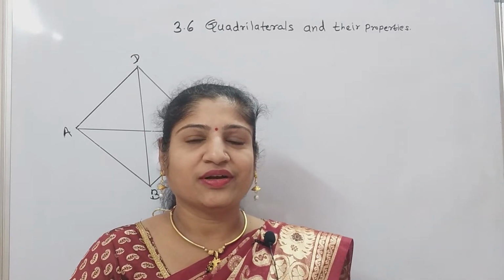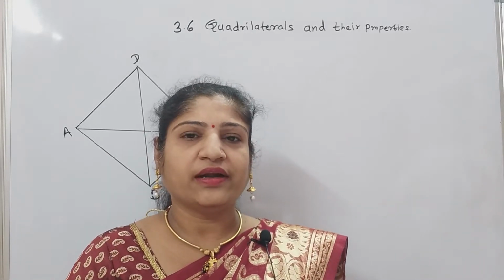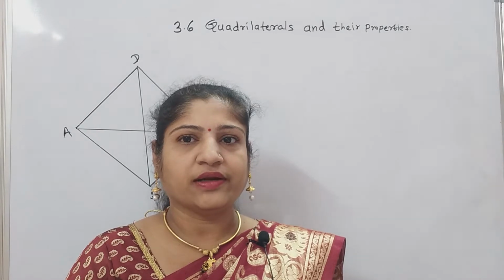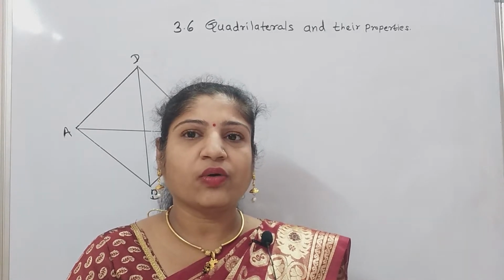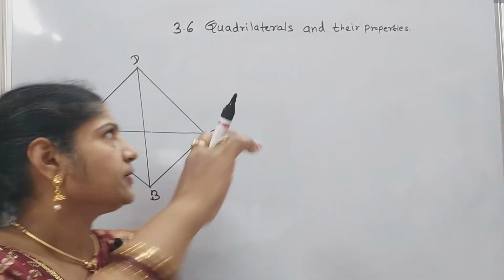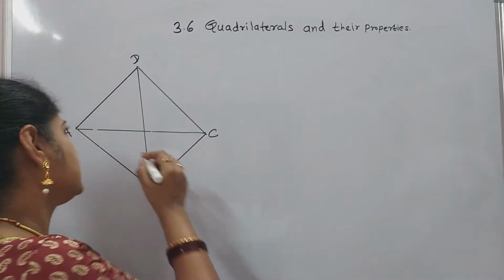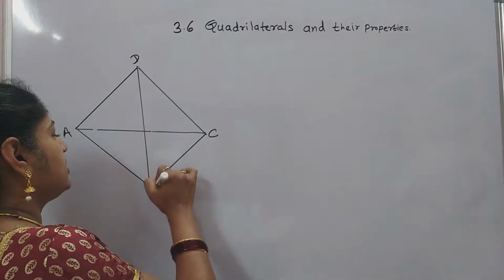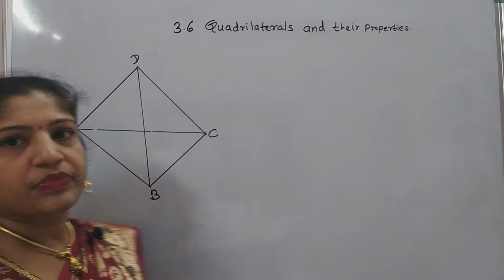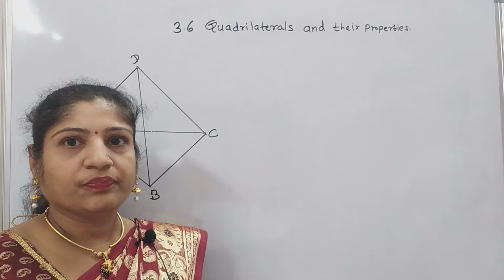Hello student, today's topic is quadrilateral and properties of quadrilateral. Now what is meant by quadrilateral? A closed figure having four vertices A, B, C, D is called a quadrilateral.